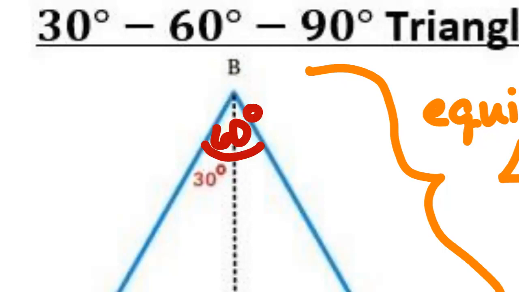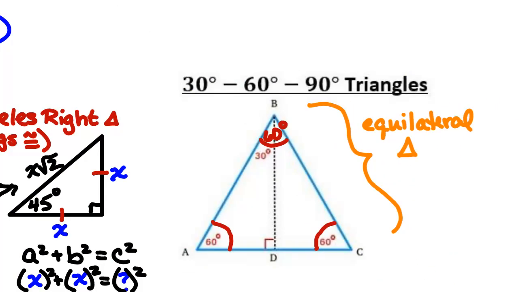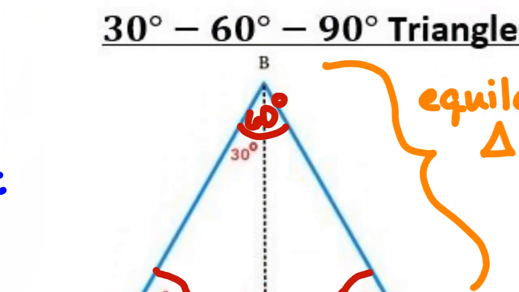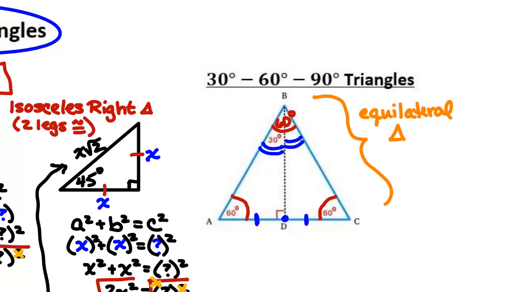Notice there's that dashed line that goes from B to the opposite side, to side AC, and it intersects right here at D. It's making a right angle, which means that BD is an altitude, but because it's an equilateral triangle, it is also a median, so it's cutting this bottom side into two equal parts, and it's an angle bisector. So that means it is splitting angle B into two equal parts. It's taking that 60 degrees and cutting it in half, so it's 30 degrees up there.